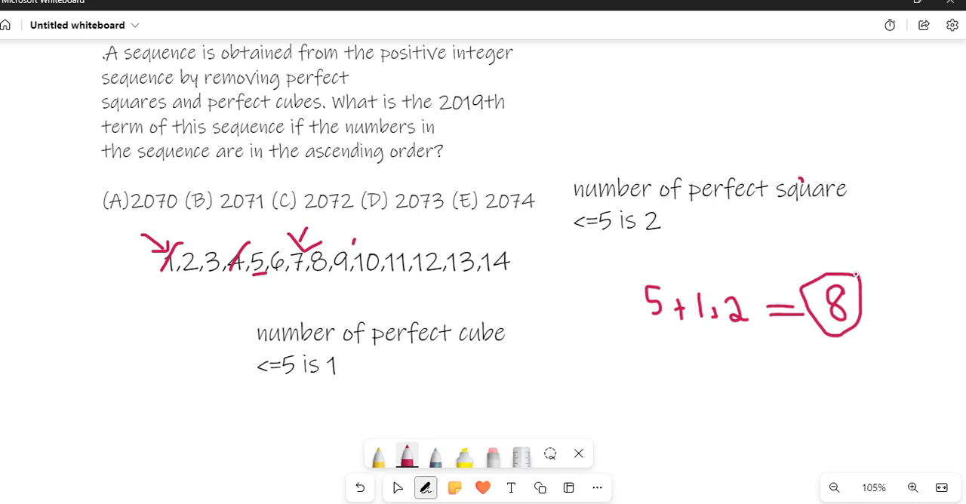Why did this happen? This happened because we counted 1 two times here. We used it as a perfect cube and as a perfect square, so we need to subtract that one. So I would subtract that one. This would give us 7.